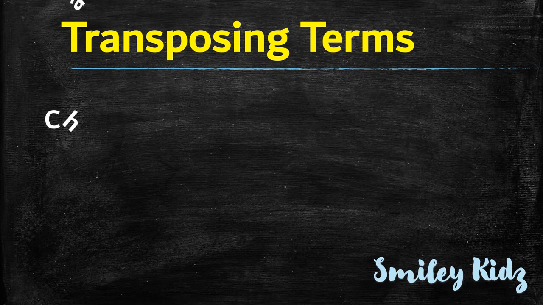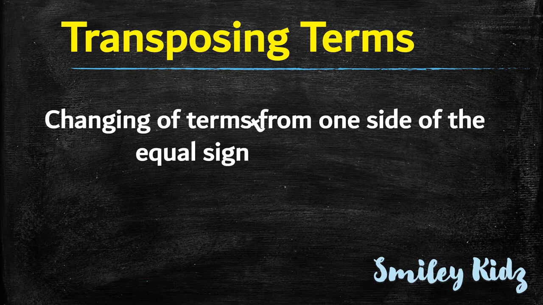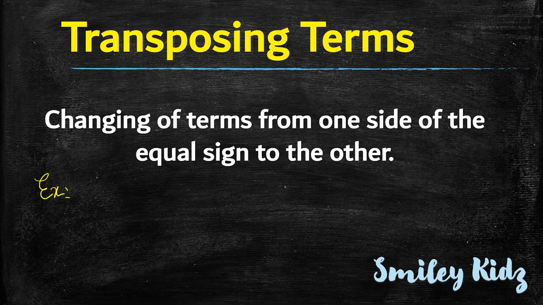What is transposing terms? Changing of the terms from one side of the equal sign to the other is called transposing terms. Let's see an example. Let's take the example as x plus 5 is equal to 10. Now, here we have plus 5. When we transpose this plus 5 to the other side, here it is in addition. When it goes to the other side, it becomes subtraction. So, x is equal to 10 minus 5.